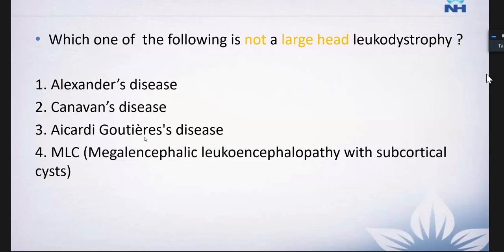Aicardi-Goutieres disease is basically a spectrum of interferonopathy which comes with a lot of brain atrophy and smaller brain volume, and they present with microcephaly. And the rest of the other examples which we have provided here usually have a large head. Now, one of the questions that has been asked is: in pediatric neuroimaging, which spectroscopy is preferred? That is a very valid question, and we have one question on how to differentiate lactate versus glycine peak.